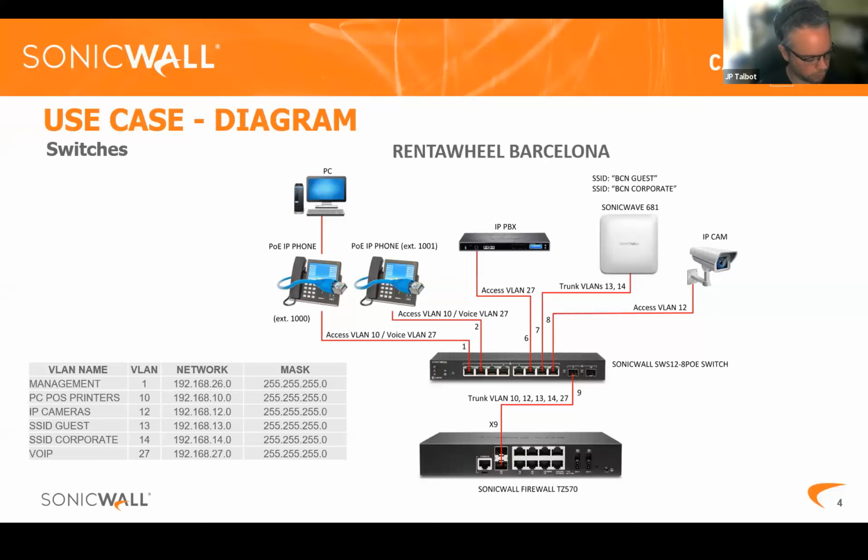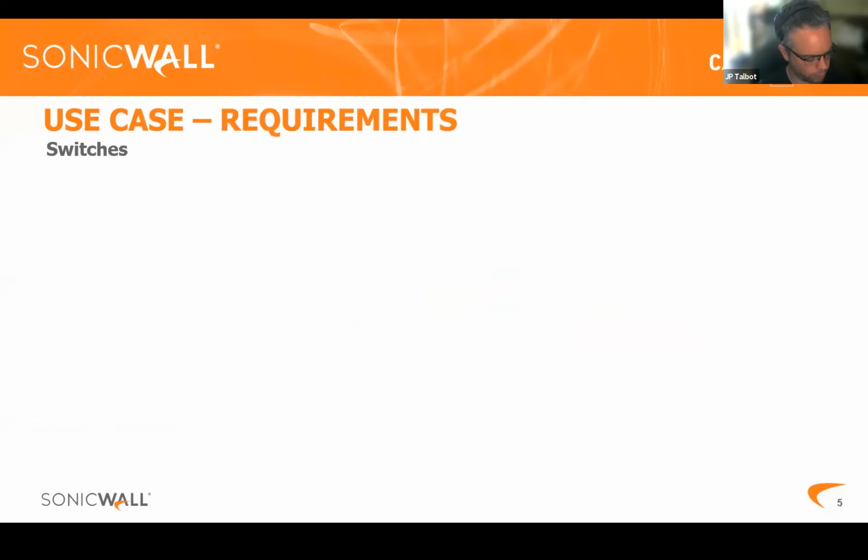So in this case, we are going to configure this port as a trunk port to allow more than one VLAN to pass through the link. Last but not least, switch port 8 will carry traffic for VLAN 12, where we are going to connect an IP camera. The table shows us information for the VLAN IDs and network addresses we are going to use. Now we have all the information we need. Let's continue and start building our lab.